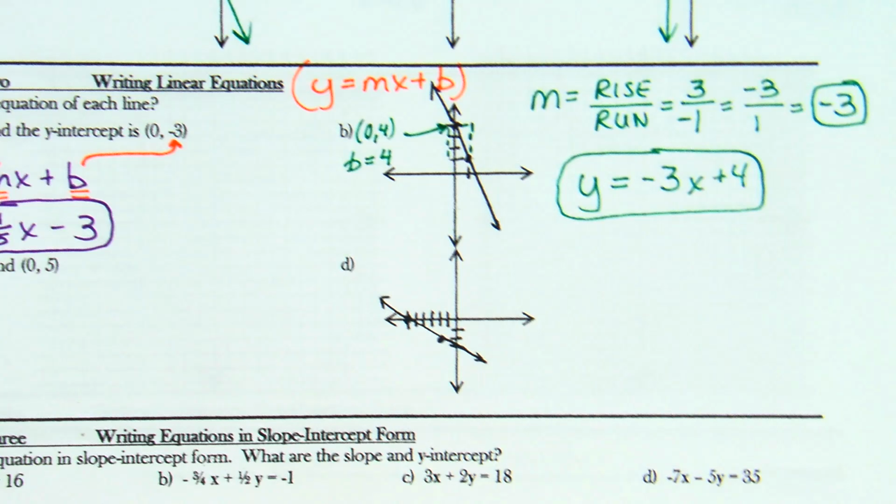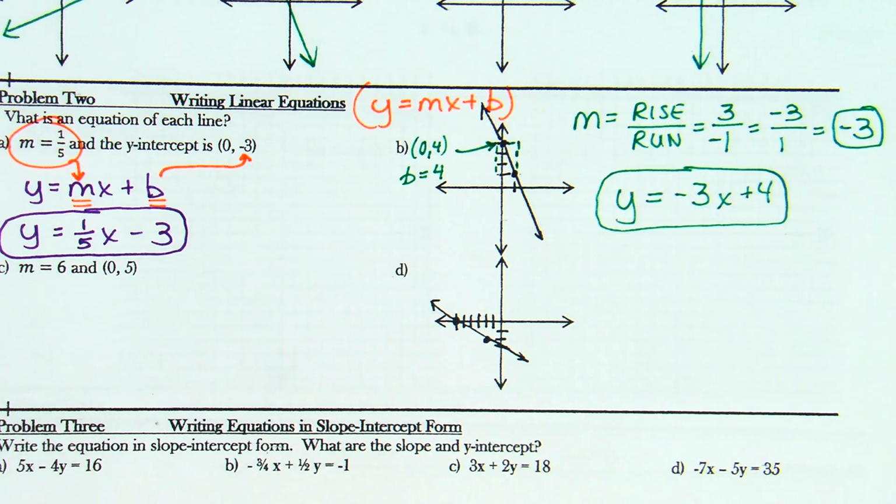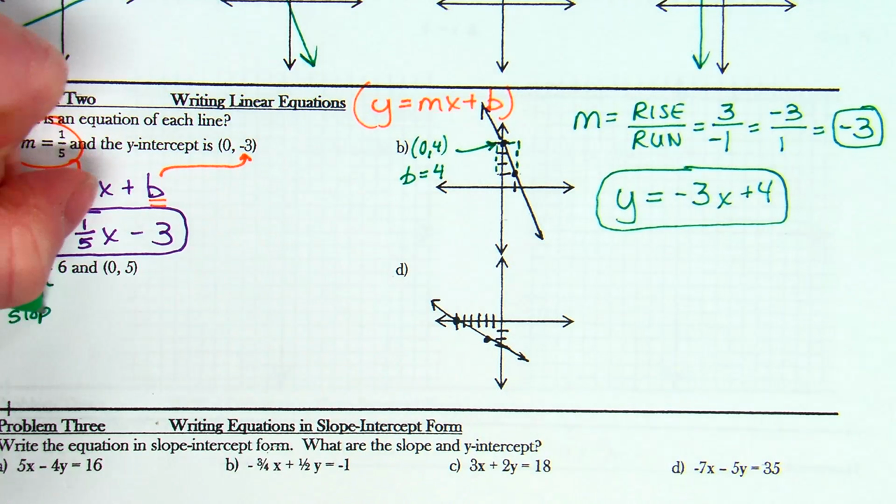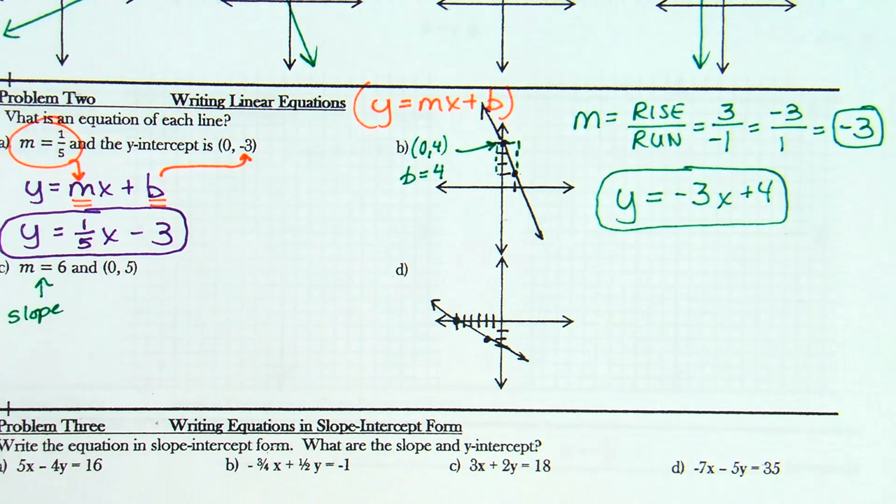Okay, C and D real quick. Well, C at least. What about C? M is 6 and the ordered pair is (0, 5). Do you have enough information to write slope-intercept form? Do we know our slope? Yeah, right there it says m equals 6, so that is my slope. Do we know b? Do we know the y-intercept?